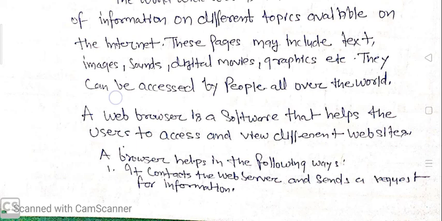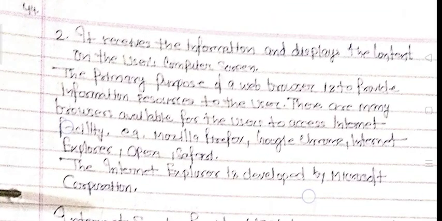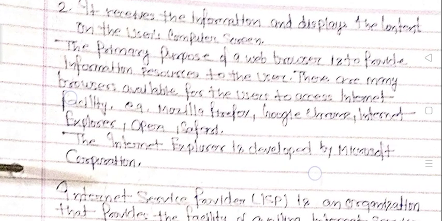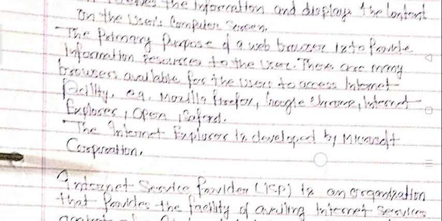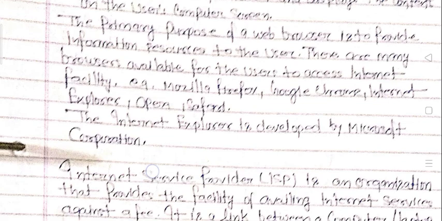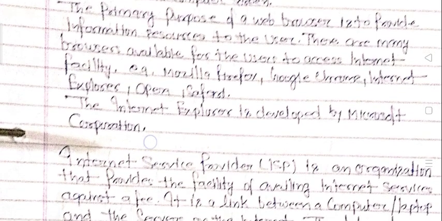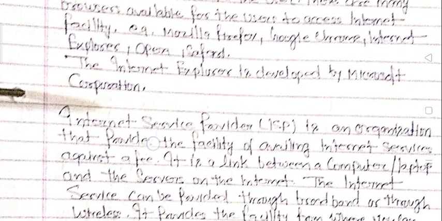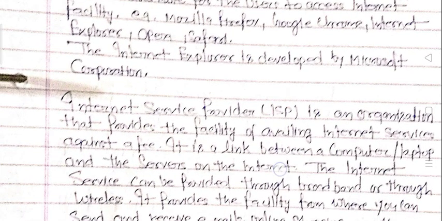It contacts the web server and sends a request for information. It receives the information and displays the content on the user computer screen. The primary purpose of a web browser is to provide information resources to the user. There are many browsers available for the user to access the internet. Examples: Mozilla Firefox, Google Chrome, Internet Explorer, Opera, Safari. Internet Explorer is developed by Microsoft Corporation.